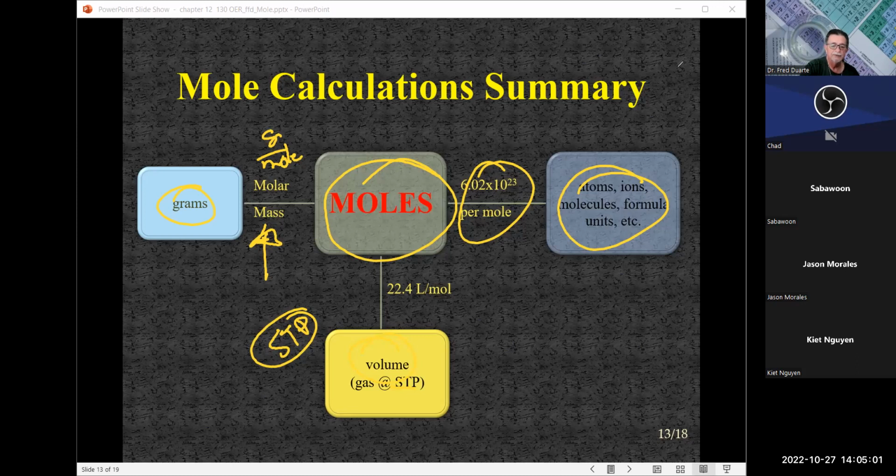And so my suggestion is, when you do your calculations, to keep this flow chart readily available, because you can see how you need to get from point A to point B. Okay.